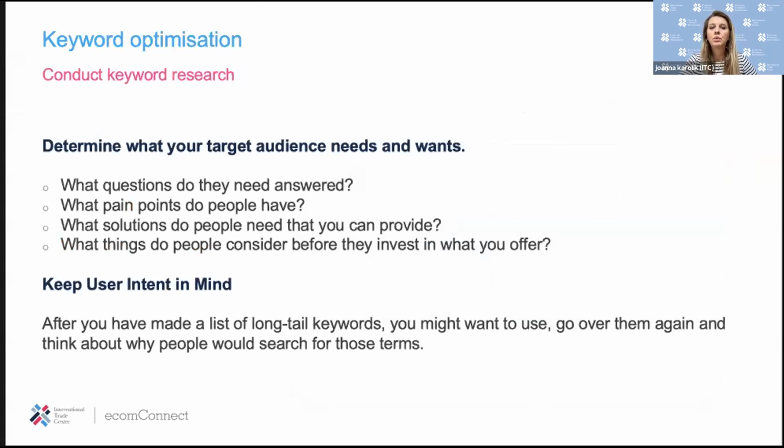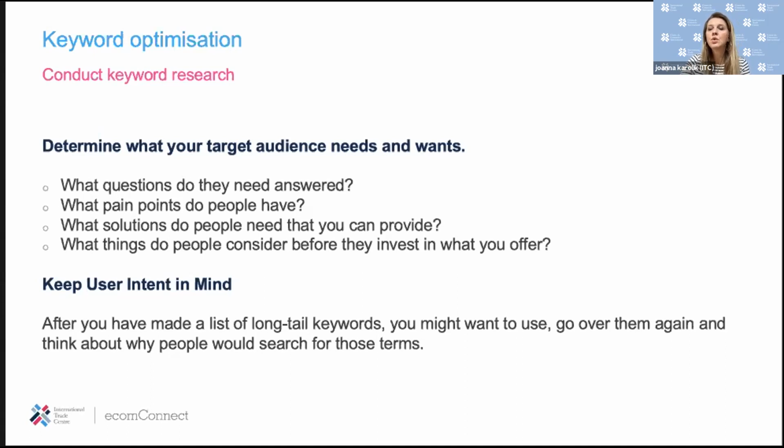So how do we want to do that? You need to determine what your target audience needs and wants. What questions do they need answered? What pain points do people have? What solutions do people need that you can provide? And what things do people consider before they invest in what you offer? So always keep user intent in mind. After you make a list of long tail keywords you might want to use, go over them again and think about why people would search for those terms.